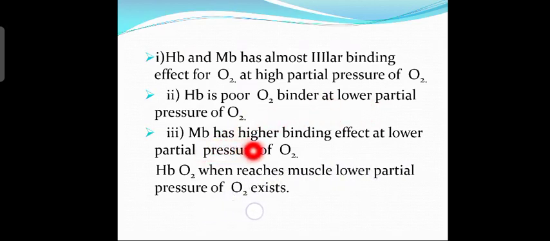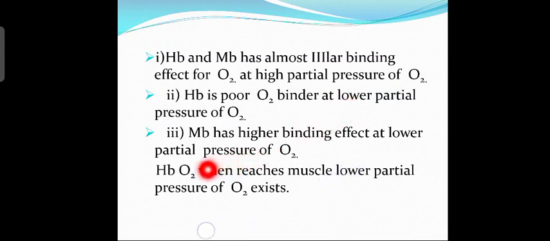Then, myoglobin has higher binding effect at lower partial pressure of oxygen, because it has a sharp increase at the lower pressure region. What about hemoglobin? This I already explained. In the case of hemoglobin, there will be a slow increase in the low pressure region, whereas in the case of myoglobin there will be a sharp increase, or higher binding effect. This shows that myoglobin has higher binding effect at lower partial pressure region, whereas hemoglobin has a poor binding effect at a low pressure region.